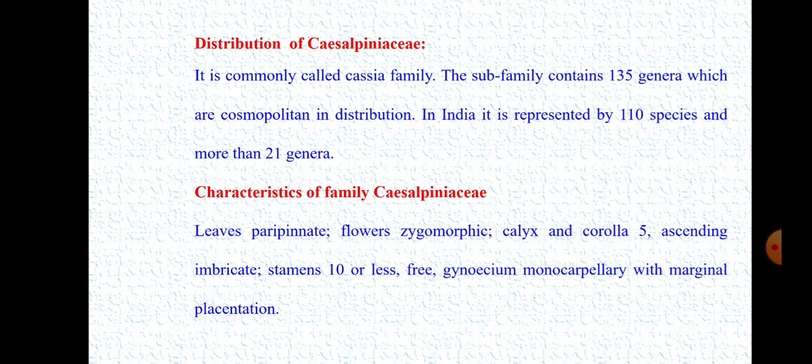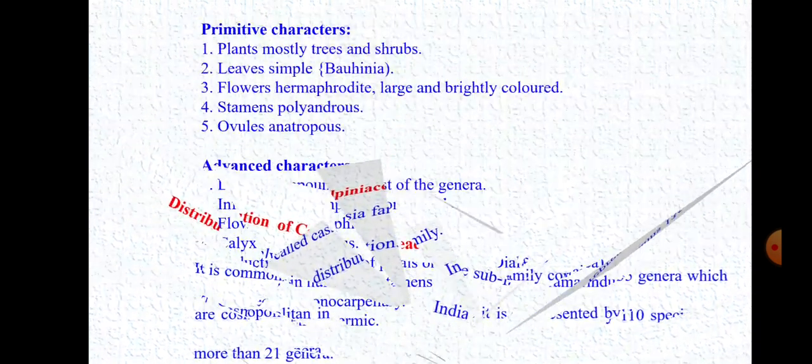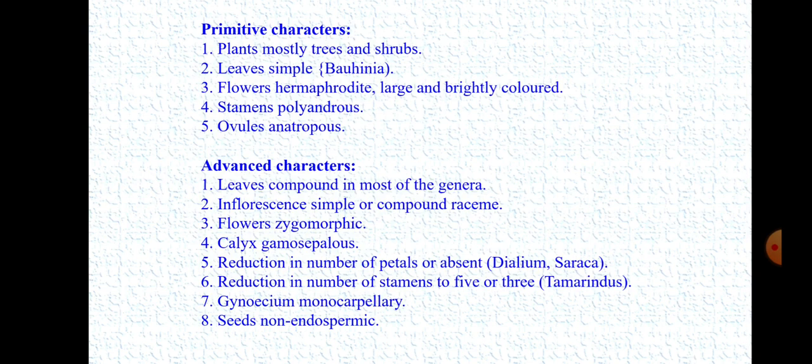The characteristic feature of this family Caesalpiniaceae is that the leaves are paripinnate, that means they are paired in form. Flowers are zygomorphic, that is irregular in shape. Calyx and corolla are 5, ascending imbricate estivation. The number of stamens is 10 or maybe less, depending upon the genus and species. They are free. Gynoecium is monocarpellary, that means single carpel with marginal placentation. That is the characteristic feature of family Caesalpiniaceae.